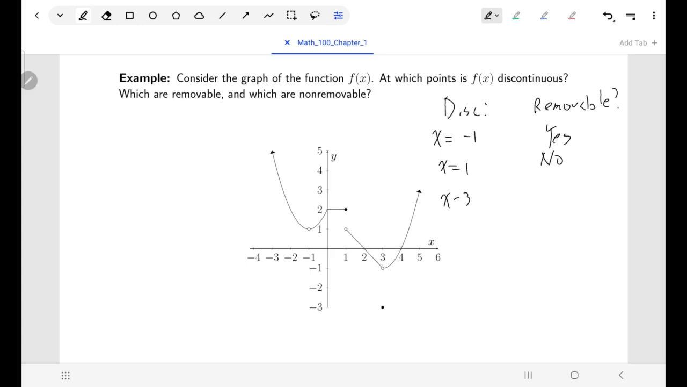There's definitely a limit as x approaches 3. The y values are getting close to negative 1. So if I said, well, I'm going to change what f of 3 is and redefine it as f of 3 is negative 1, then that would mean I'd no longer have a skip in my graph. I would now have a continuous function at x equals 3. So I would say, yes, it's removable at x equals 3.